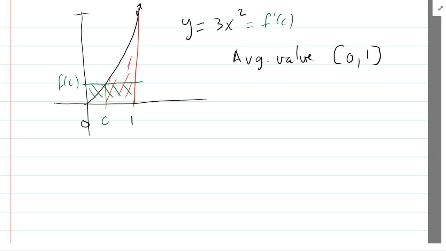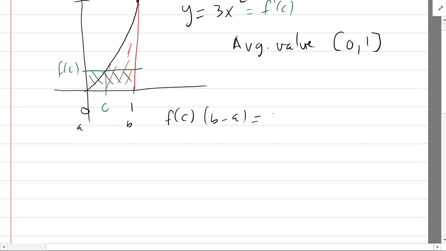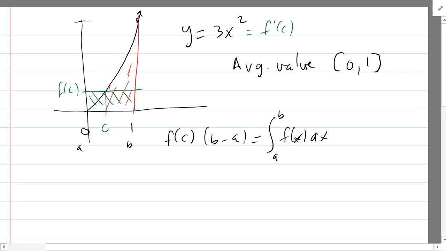So here's what's going to happen now. To find this value, we have that function value at C times the width, which is b minus a. This is a, this is b, right? B minus a. Do we agree that that's the area of the rectangle? And to write the area of the curve, are we integrating from a to b of f of x dx? Right? Agreed? That'd be that whole area.